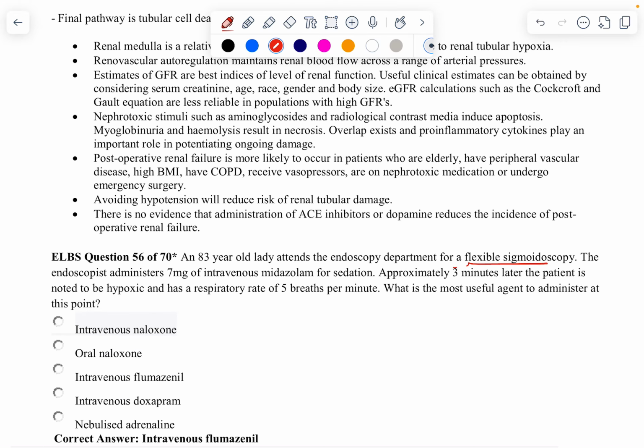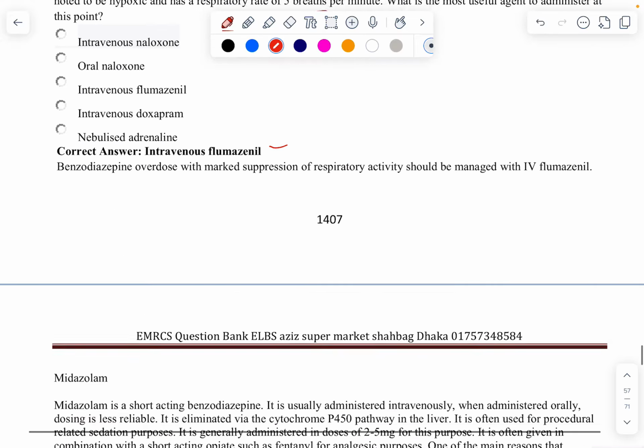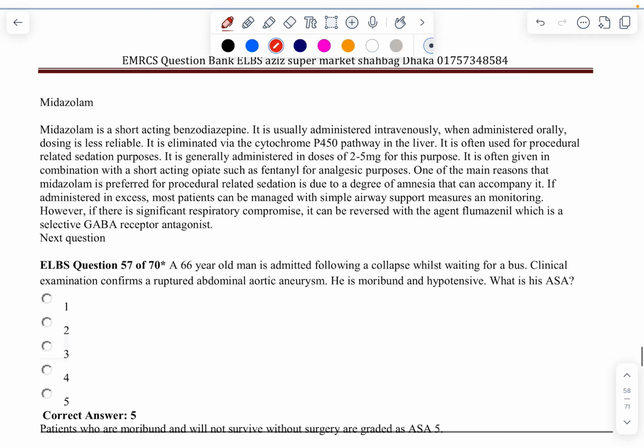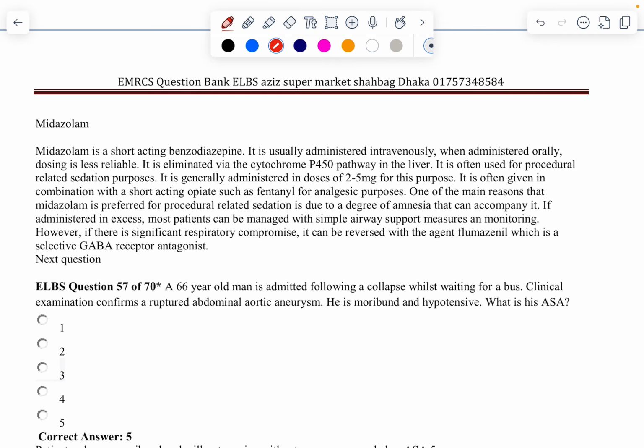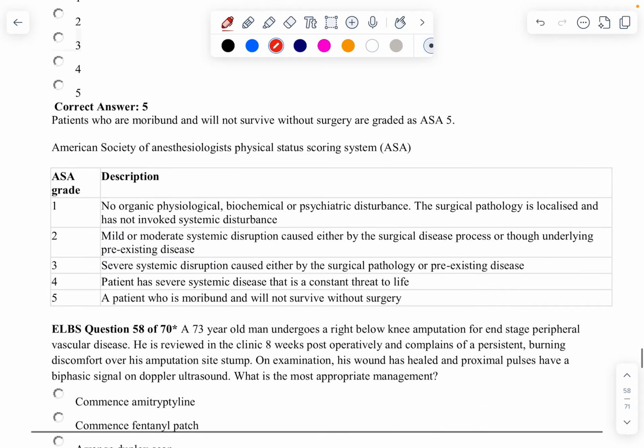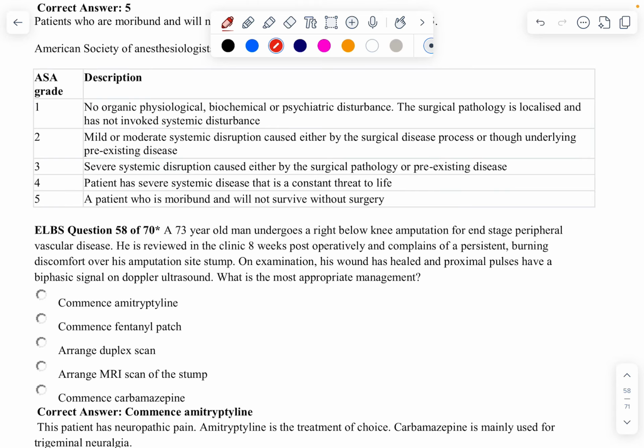A flexible endoscopy is done with 5 mg midazolam for sedation. After 3 minutes, the patient is noted to be hypoxic, respiratory rate low. What is administered at this point? A woman is admitted with a ruptured aneurysm, moribund, hypotensive. Right leg amputation, peripheral vascular disease, clinic, bleeding, discomfort, amputation.